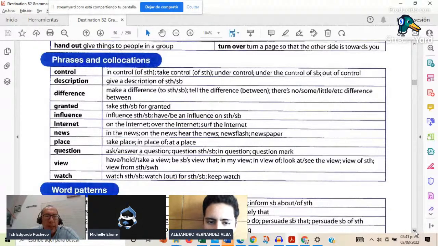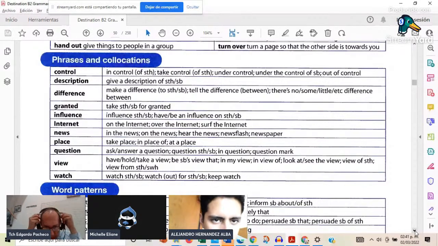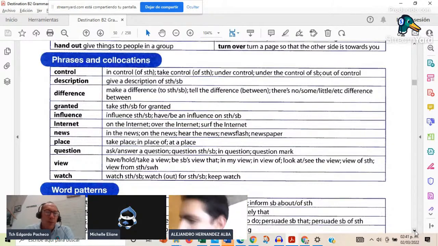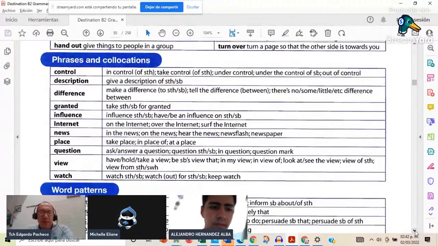Let's do the next one. Granted. Take something or somebody for granted. Granted means guaranteed, right? Something is granted. It means that this something is guaranteed. For example, we take our parents for granted. We believe that they always are going to come to help us. And that's actually true, right? But we take for granted that we're going to be young all our life, and that's not true, right? We're going to age with the passing of time.